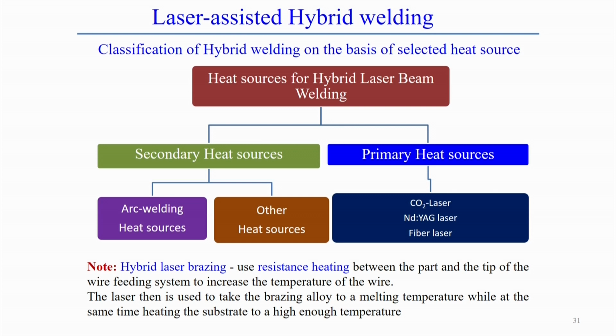that we have already discussed, several arc welding processes: GTA, gas tungsten arc welding, gas metal arc welding, and mainly plasma arc welding processes. These are the main processes we use in a hybrid laser welding system. But other types of heat source can also be used in the case of laser assisted hybrid welding processes.